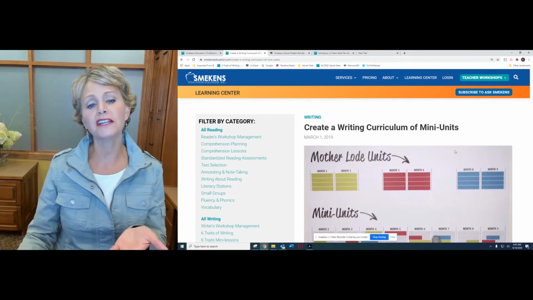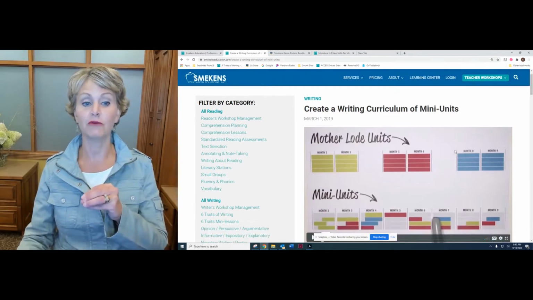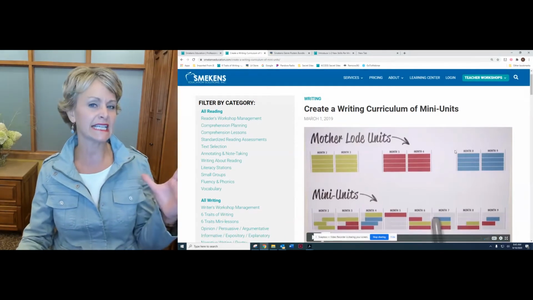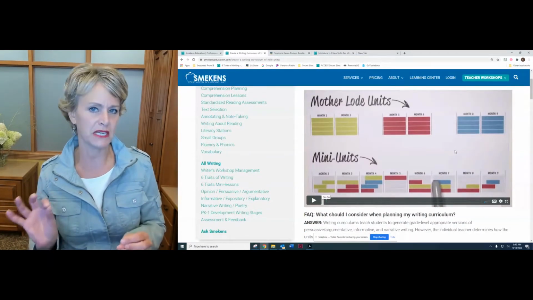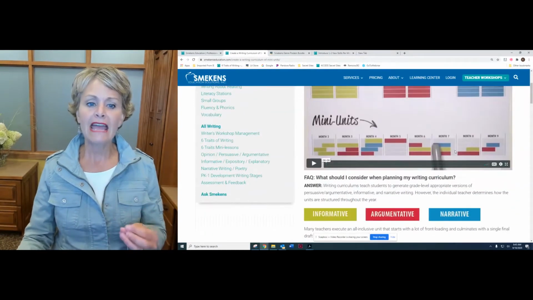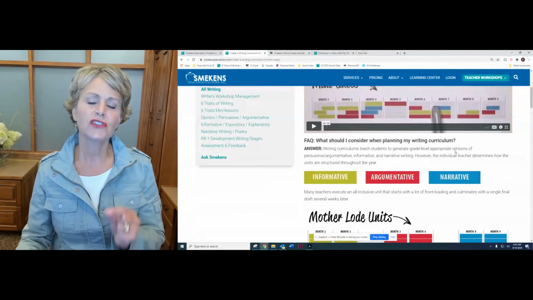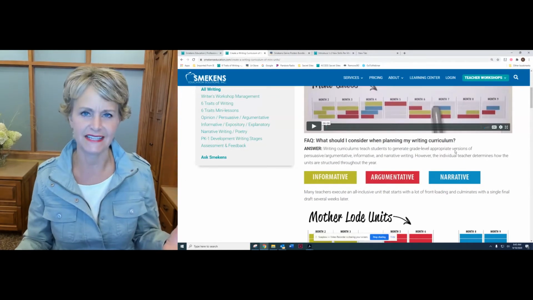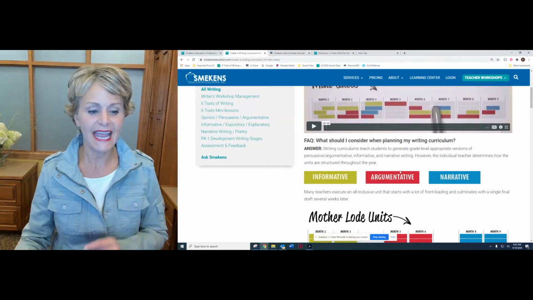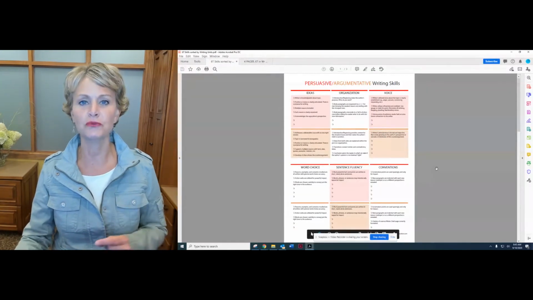This article will walk you through 2 different ways to organize the units, whether it is in what I call mother load, like 6 9-week units, or mini units, more like 1 to 3 units. But every unit, you then teach skills. So which skills go with which units, and how do the traits fit into this? Okay, so I'm attaching, Jody, to this reply. I'm going to give you 2 resources.